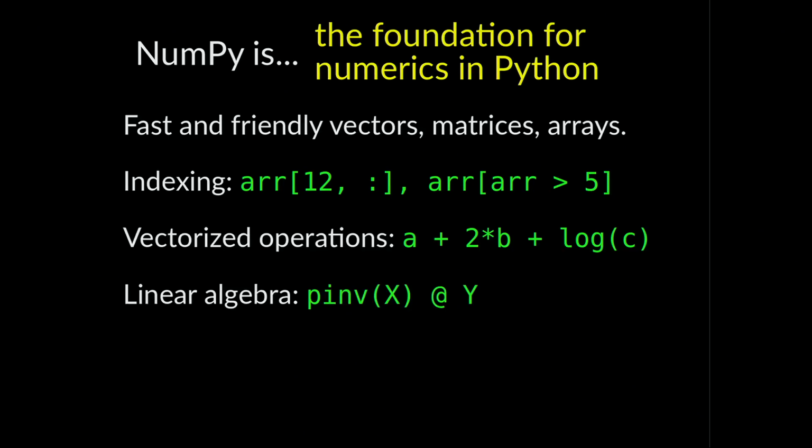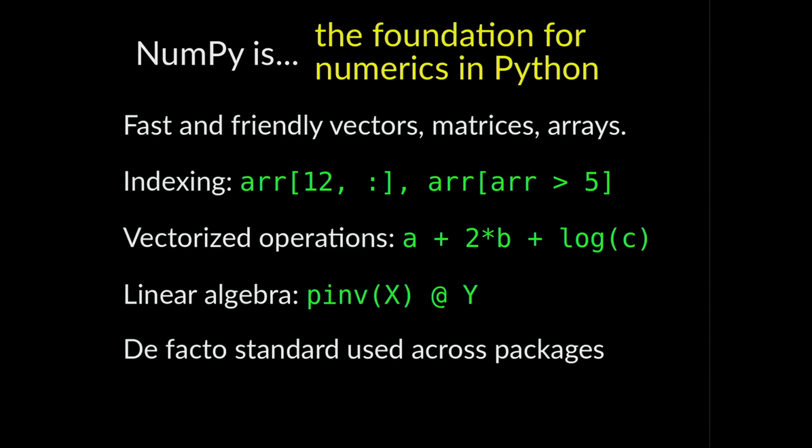Important things like linear algebra: that @ sign is Python's matrix multiplication operator, so that's one way to solve an ordinary least squares problem. And importantly, NumPy is, like Fernando said, the standard that all these other packages in the Python ecosystem use. This is why pandas and matplotlib can talk to each other: they both have the common representation that NumPy provides.